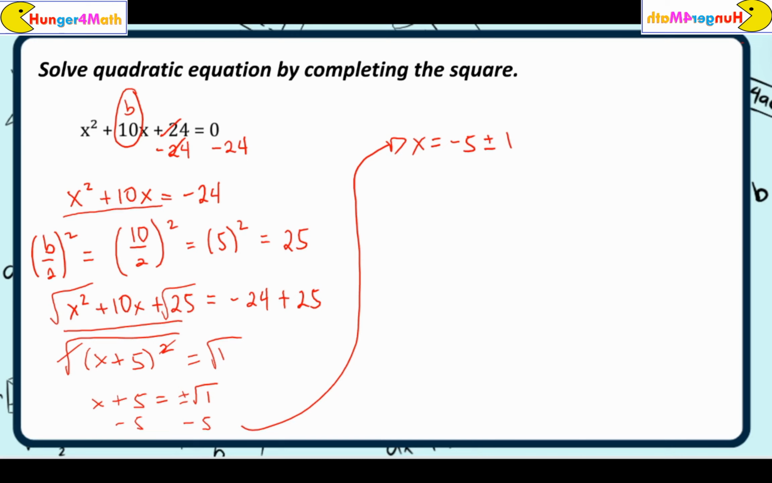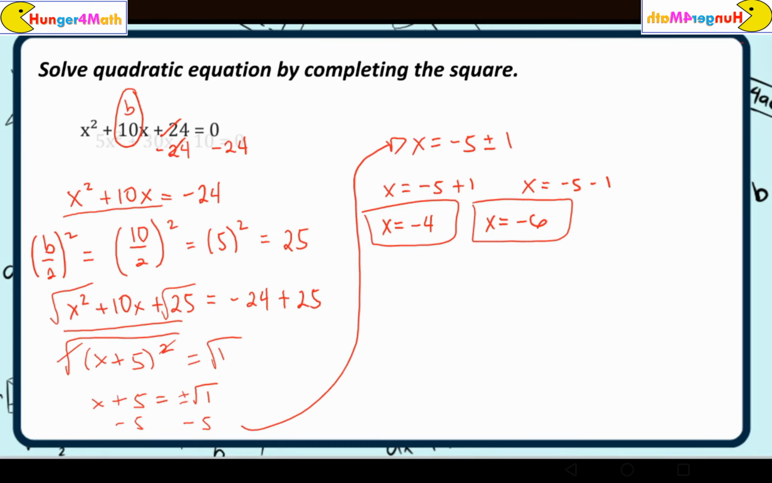Then we're going to split the plus and minus. So x is equal to negative 5 plus 1, and x is equal to negative 5 minus 1. Then let's solve for x. So x is equal to negative 5 plus 1 is negative 4, and x is equal to negative 5 minus 1 is negative 6. So here are the values of x: negative 4 and negative 6.